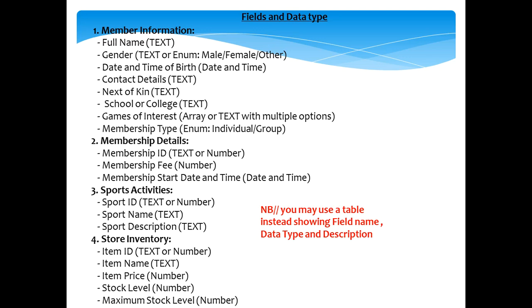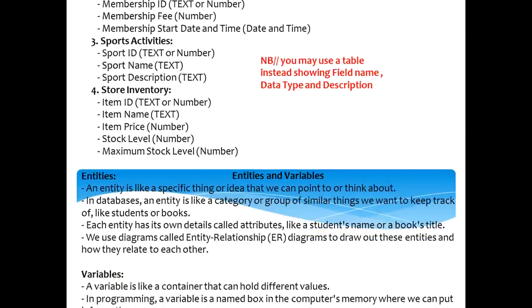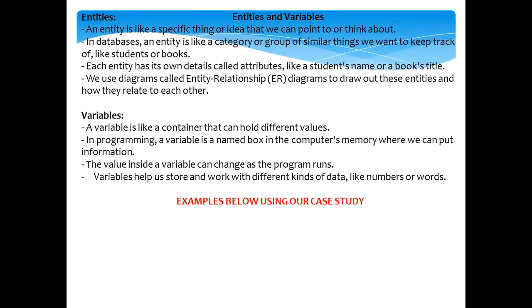So this is an example. Here, I have written for you 4 tables. We have member information, membership details, sport activities, and store inventory, and their data types. For example, full name is text, gender is text, date of birth is date and time, contact details text, next of kin text, school or college text, etc. You can see here the way I have shown my examiner how the fields and data types are described.